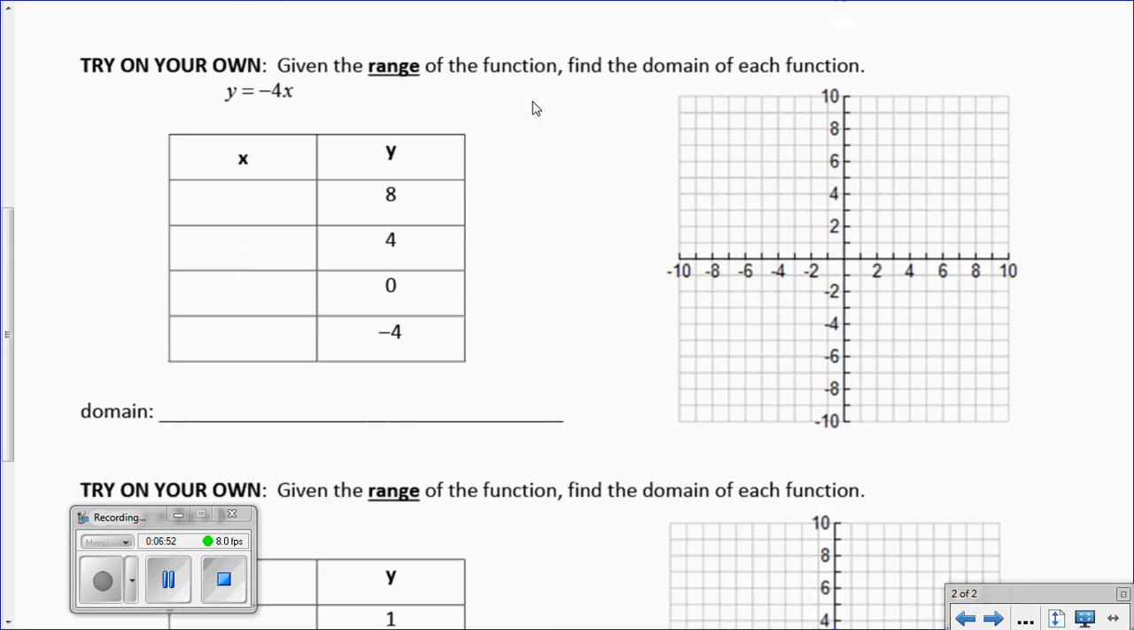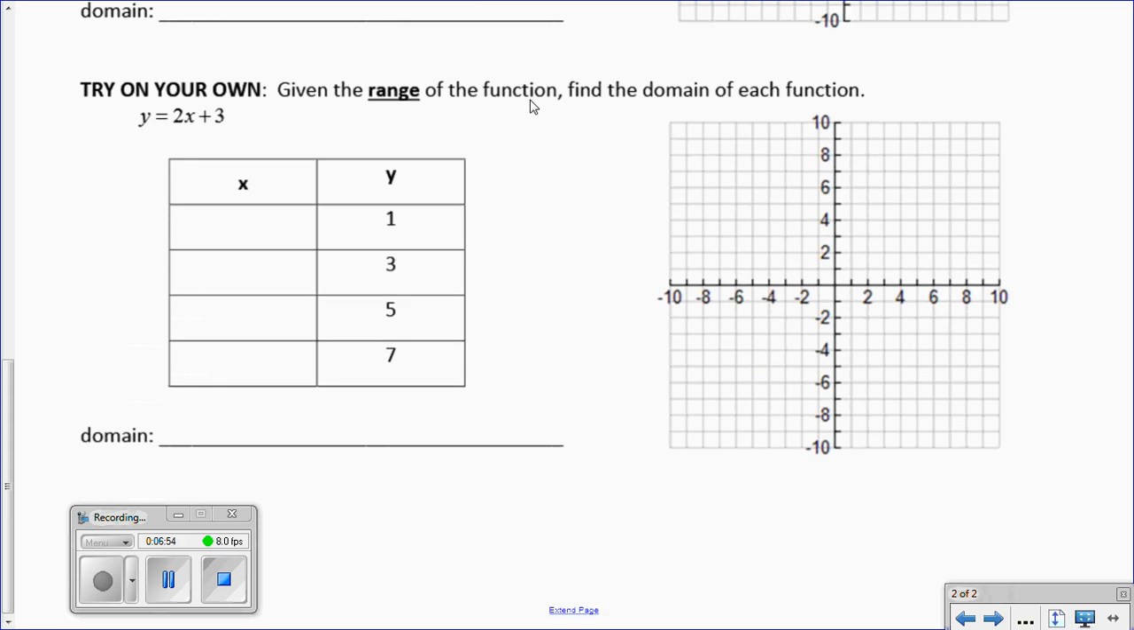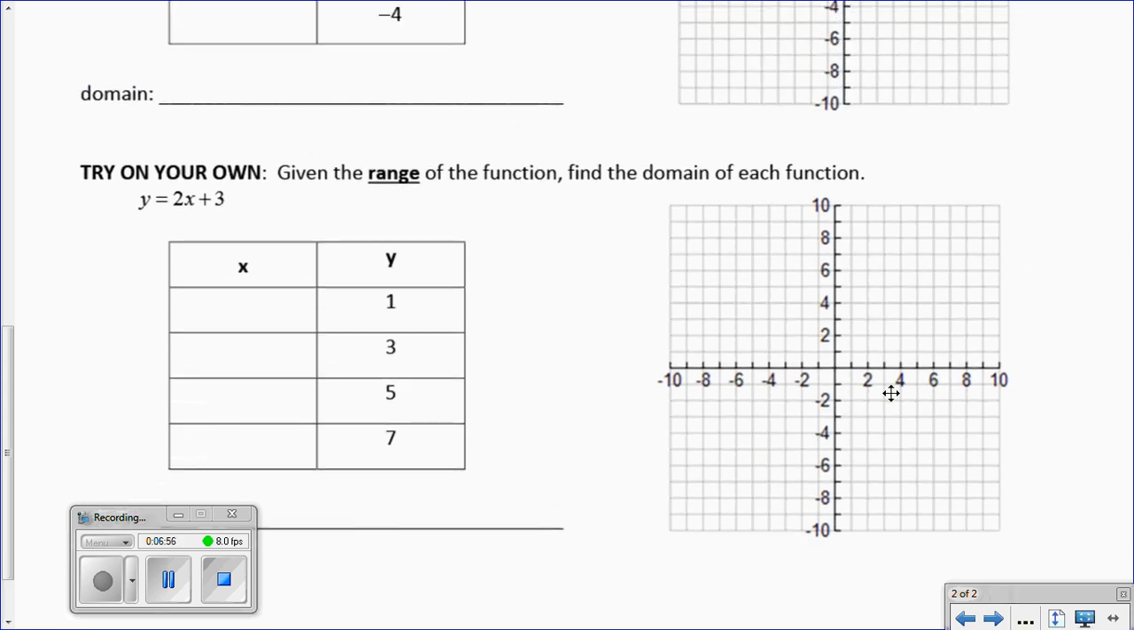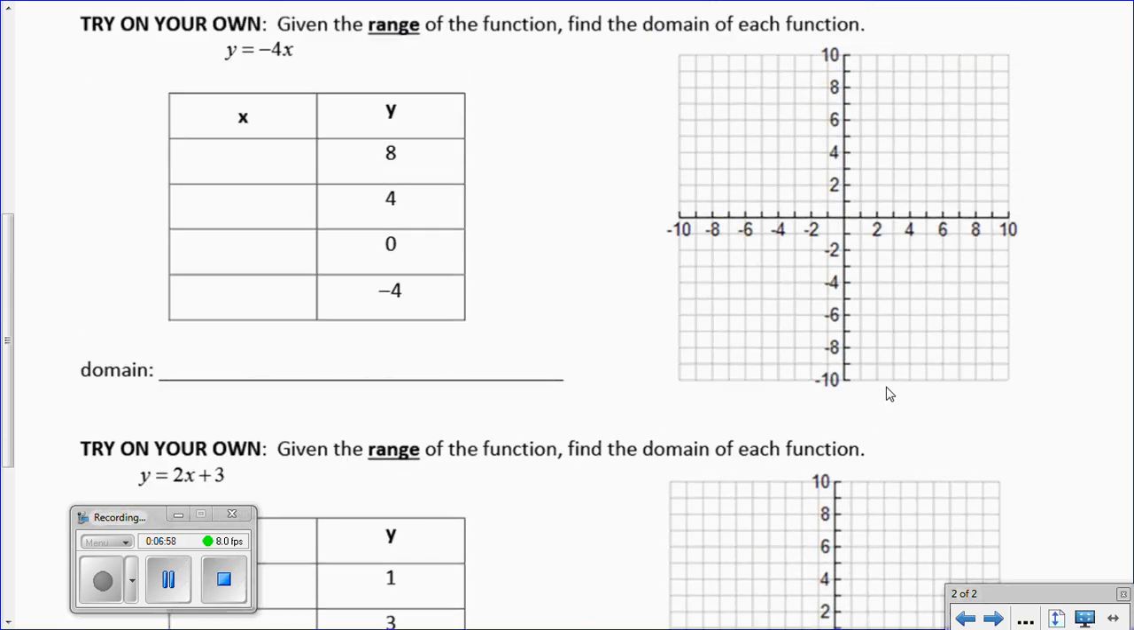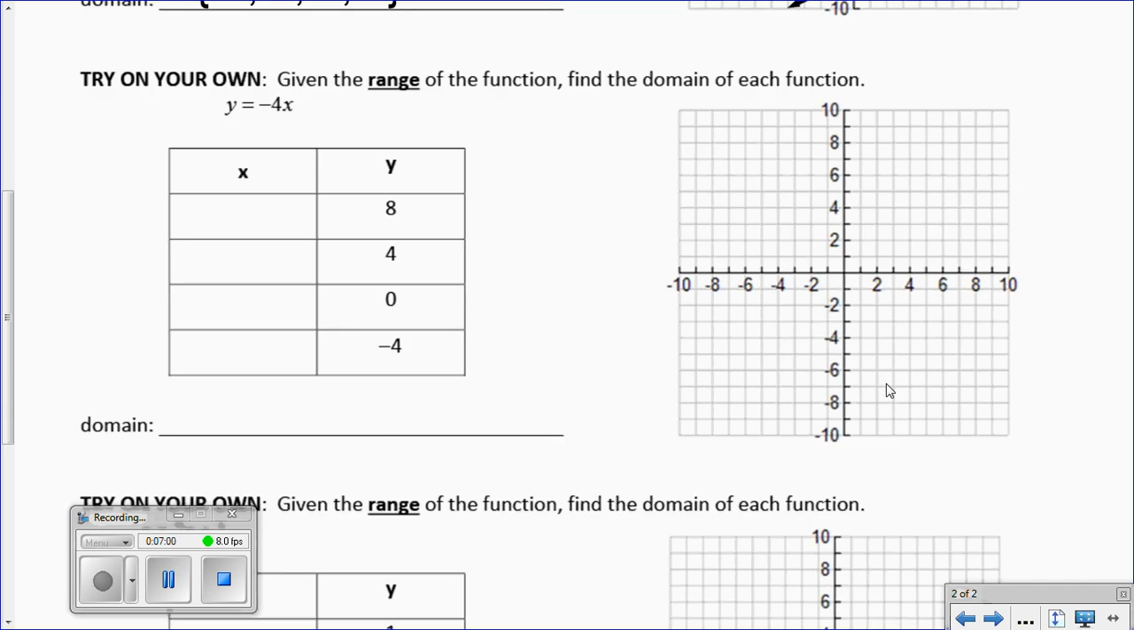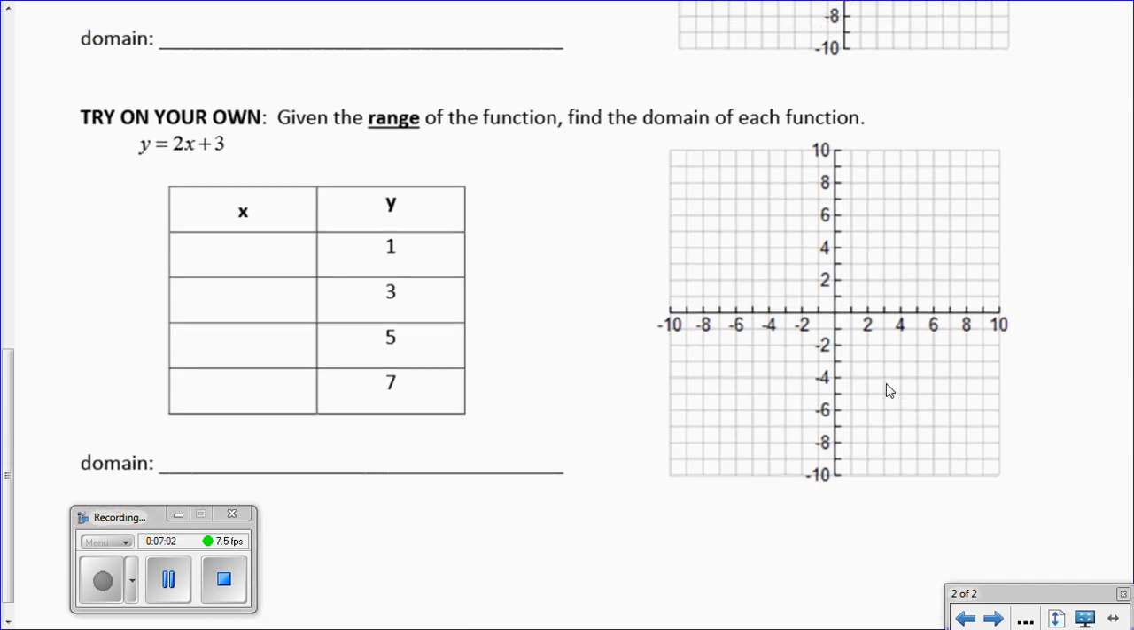So you guys are going to try these two on your own. And don't forget to graph your ordered pairs. Okay? So if you have any questions on this, we can answer it when you get back. And I will see you next class.